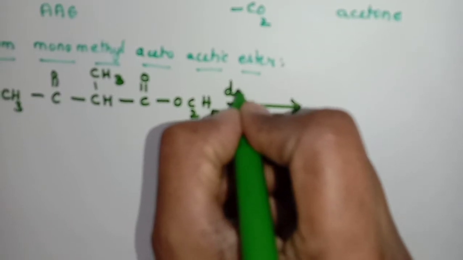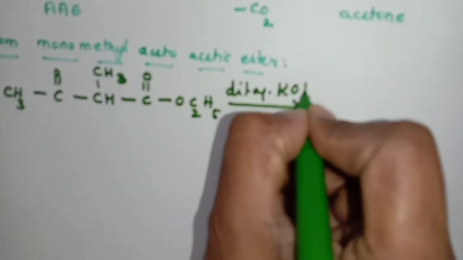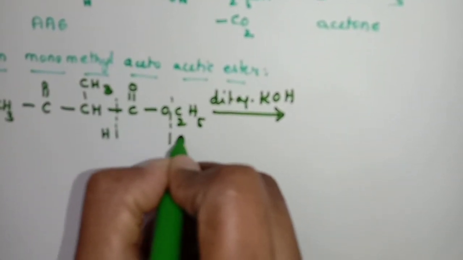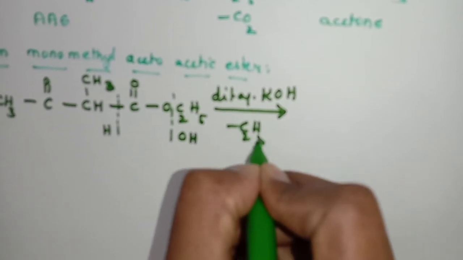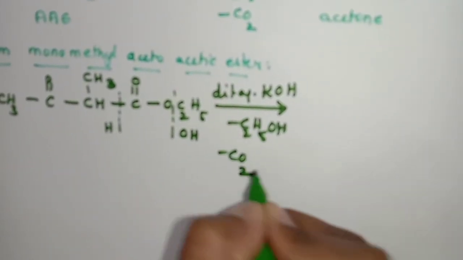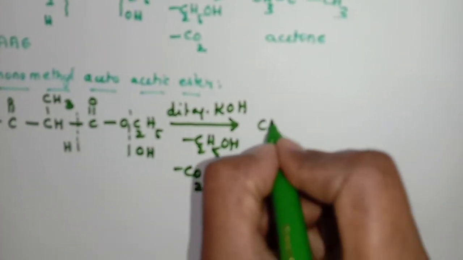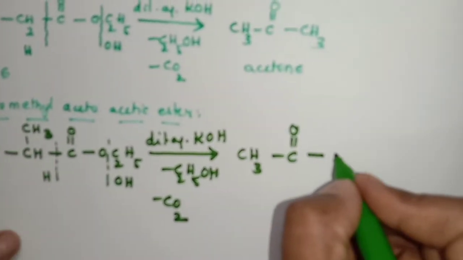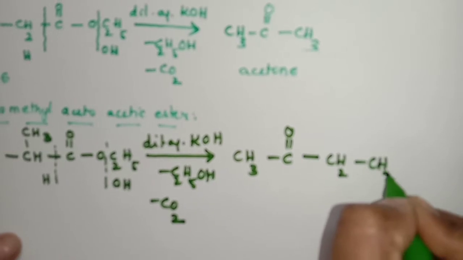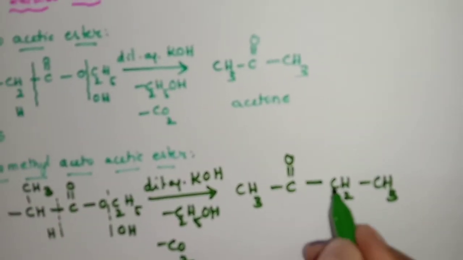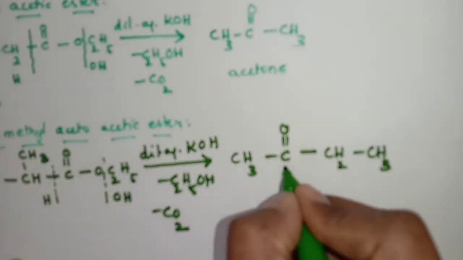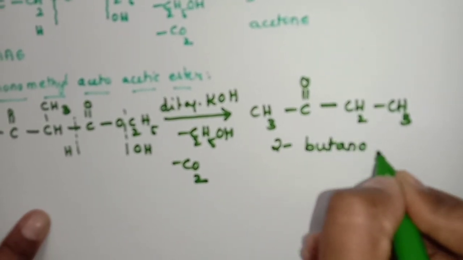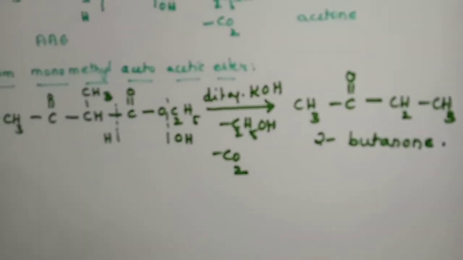So on treatment with the same reagents, dilute aqueous KOH, hydrolysis happens in the same way as above, HOH. So minus C2H5OH and minus CO2. So what is remaining here? CH3, C double bond O, CH and one more H, CH2, CH3. So how many carbons are there? 1, 2, 3, 4. And at the second carbon, there is a carbonyl group and hence it is called 2-butanone. So this is the second method.